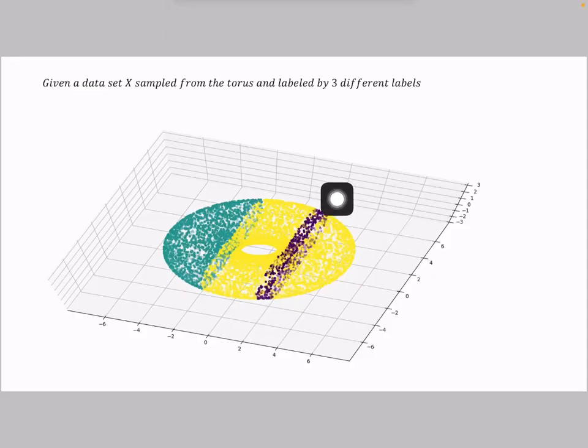To gain more intuition on the problem, let's consider an example. Here I'm considering the torus labeled by 3 labels. I have a green label and a yellow label, and to make this problem more interesting, I'm separating the yellow parts by a purple strip. Let's consider the action of a neural network on this data set and see how it acts on this space and deforms it into the final classification form.